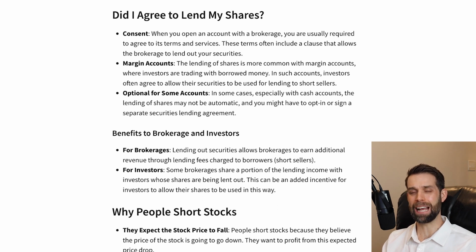Here in Canada, with a tax-free savings account or an RRSP account, I believe that shares can't be lent out. But if you have a margin account where there's borrowing going on, then you might agree to lend your shares out. And there's options where you don't need to, or then you can actually.